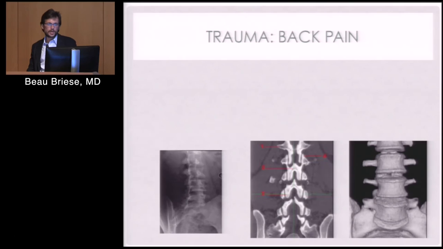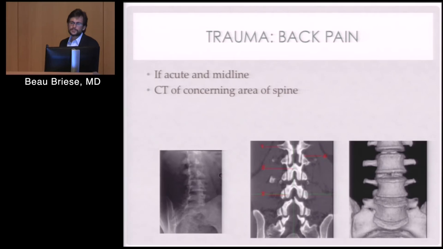Another thing. If it's acute midline, get a CAT scan. The two images on the left, those are CAT scan images that you can get today. The one on the right is the X-ray. Which one can you see more with? CT, easier to see things, it catches more things.